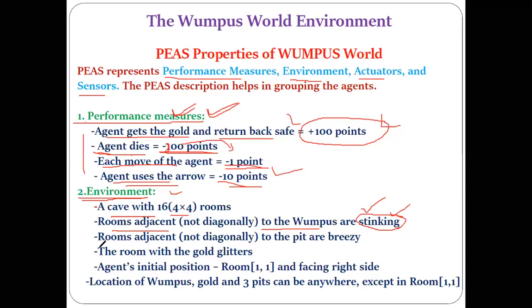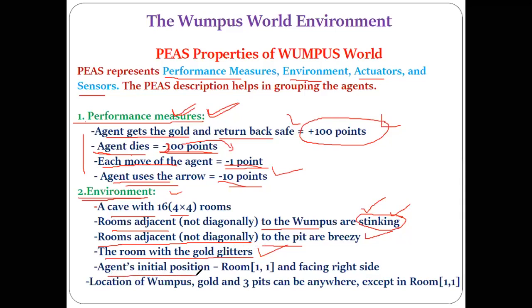Okay, then rooms adjacent, not diagonally, to the pit are breezy, a kind of good smell we can say. That is also part of the environment. Then the room with the gold glitters. In the room where the gold is present, you can see glittery rays. त्याला आपण चकाकी किंवा चमकणे म्हणतो. That is also part of the environment.